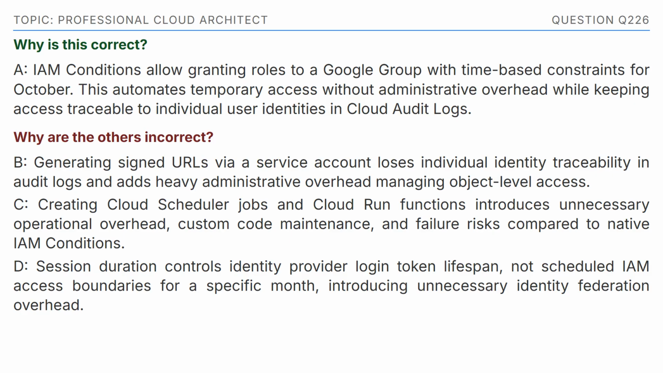B. Generating signed URLs via a service account loses individual identity traceability in audit logs and adds heavy administrative overhead managing object-level access. C. Creating Cloud Scheduler jobs and Cloud Run functions introduces unnecessary operational overhead, custom code maintenance, and failure risks compared to native IAM conditions. D. Session duration controls identity provider login token lifespan, not scheduled IAM access boundaries for a specific month, introducing unnecessary identity federation overhead.